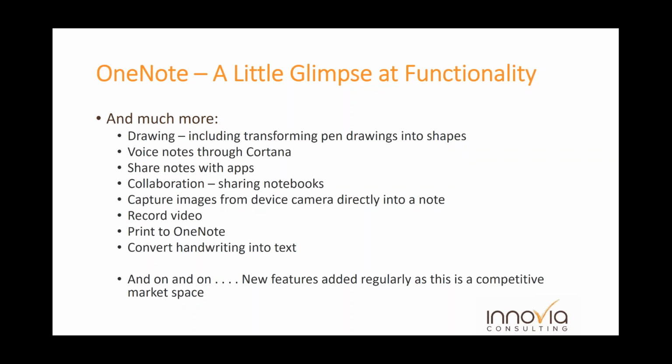You can capture images from the device camera directly into a note. That's a OneNote feature, by the way. I don't think it's a OneNote 2016 feature. You can record video. You can print something directly to OneNote, so OneNote can receive printouts. And just as with the drawing, what you saw with the drawing, it'll also convert handwriting to text.